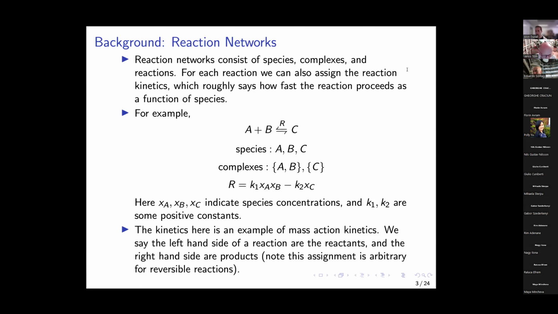I also note in general for reversible reactions, I'll say the left-hand side are the reactants and the right-hand side are the products. For reversible reactions, I can just choose orientation. If you flip the reaction, you get the same thing. But this is the orientation we'll choose. Left side is reactants, right side is products.